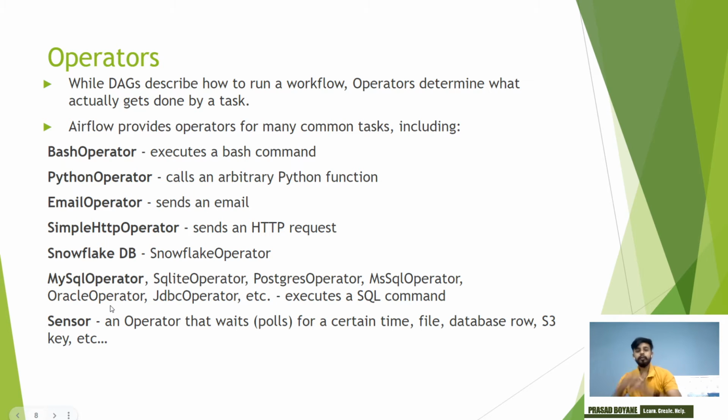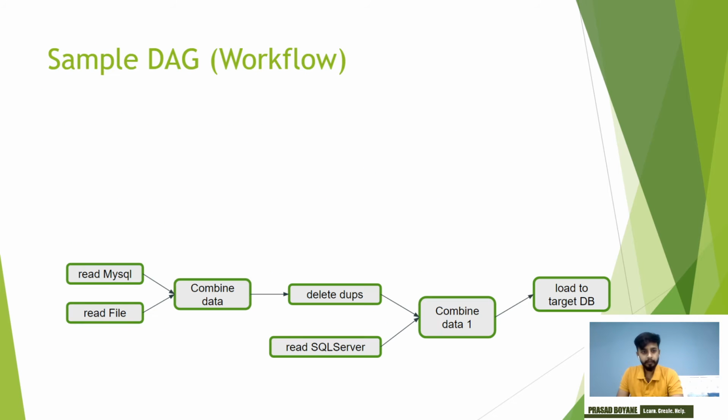Operators. While a DAG describes how to run a workflow, operators determine what actually gets done by a task. So each task we have seen serves a specific purpose. If you see back here, the first two tasks are reading from MySQL and reading from file. To read from MySQL, there should be a connection from Airflow to the MySQL server, right? So there are separate operators.